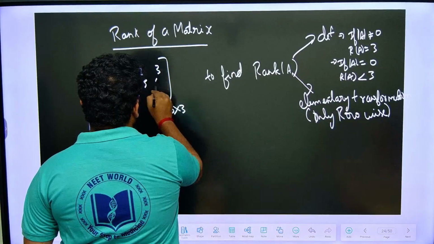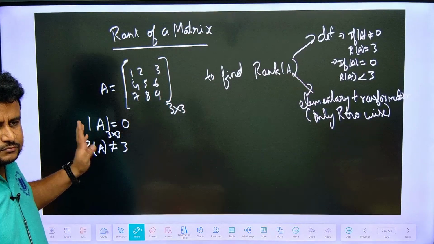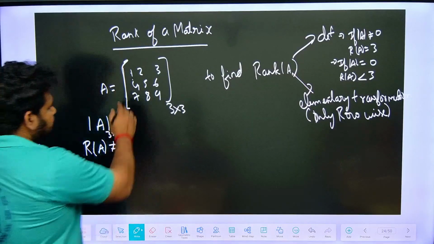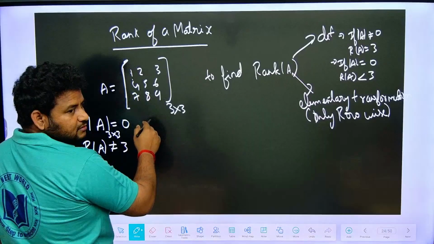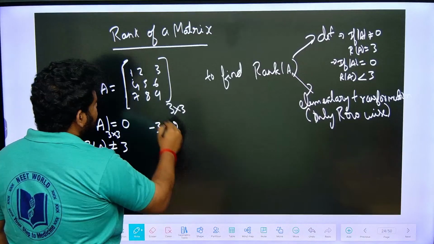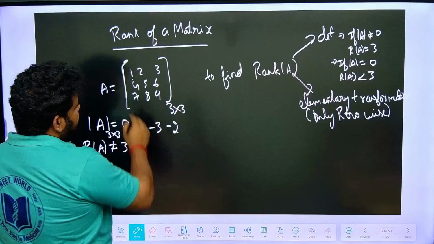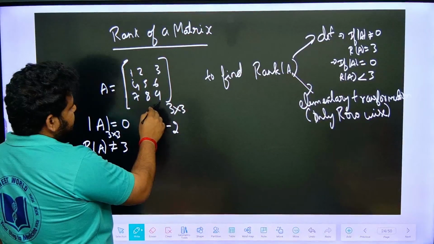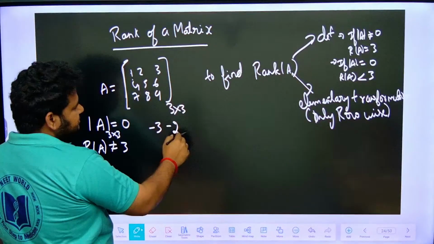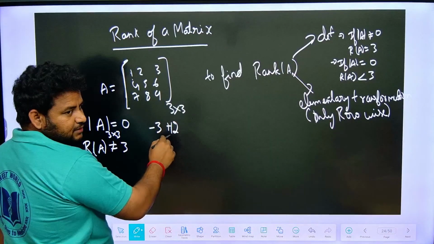4, 5, 6, 7, 8, 9. If you take this, now find the determinant of the entire A. What will you get? See, 1 into 5 9s are 45, 6 8s are 48, so this is minus 3. Next, minus 2 into what is this? 4 9s are 36, 7 6s are 42, so this will be minus 6. Minus 2 into minus 6 is plus 12.